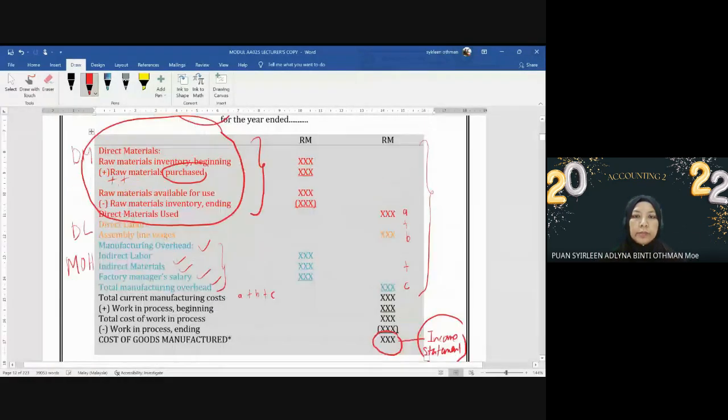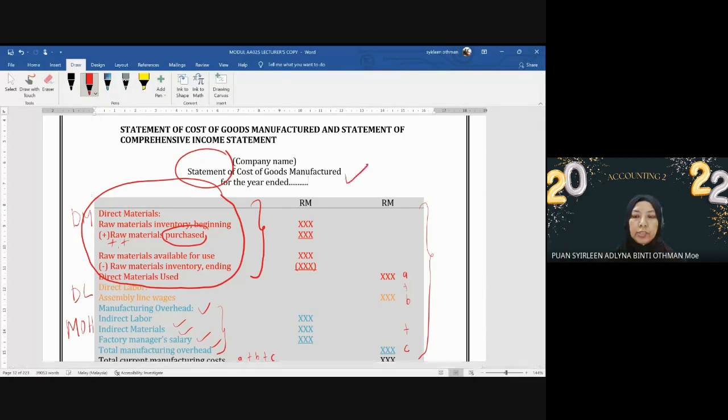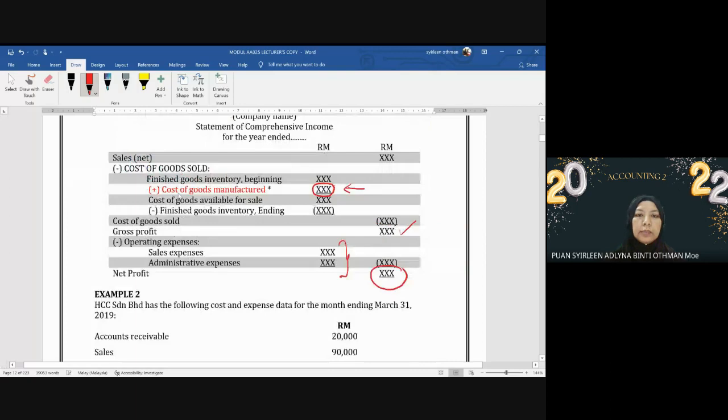Okay, alright. So once you are done with your cost of good manufactured, kita akan bawa figure tu ke income statement to calculate our net profit. Okay, alright. So basically untuk AA025, your comprehensive income statement tu dia tak complicated sangat lah, sebab all the items yang related to purchases tu kita dah masukkan dalam cost of good manufactured statement. Alright, okay. So we look at example 2. Okay, kita buat sama-sama example 2.